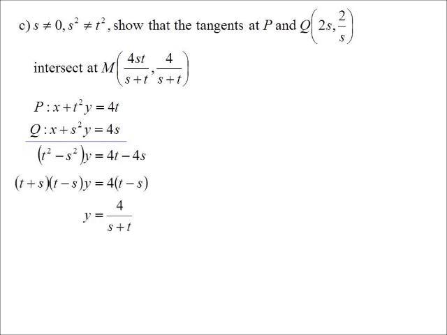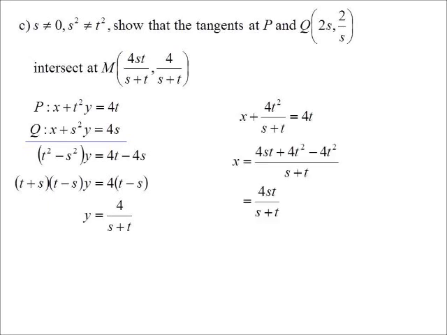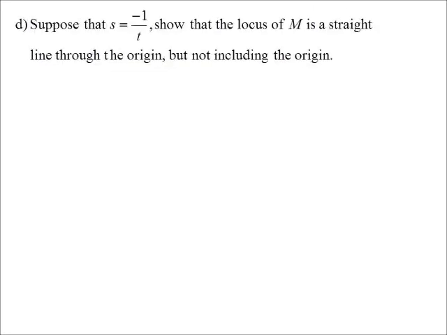Divide, we get some cancelling, and there's the y value, 4 on s plus t, which is what we were looking for. Substitute back in, and we can work out our x value, and we've got the required answer. Okay, so there's m. Suppose that s was equal to negative 1 on t. Show that the locus of m is a straight line through the origin, but not including the origin.